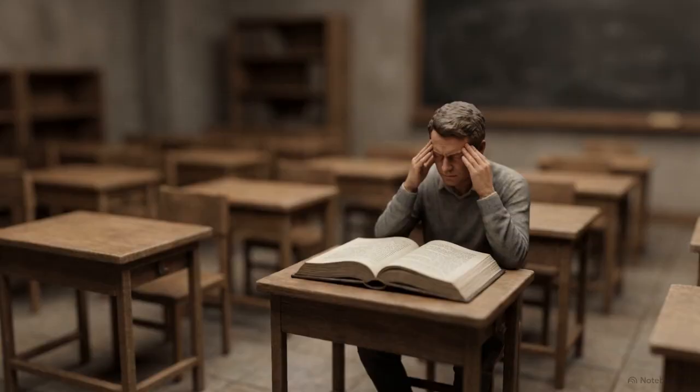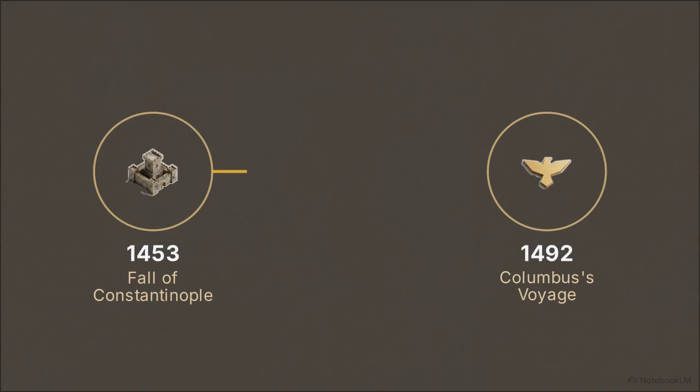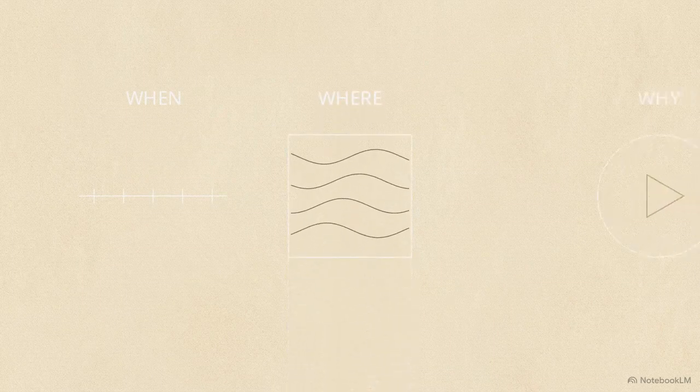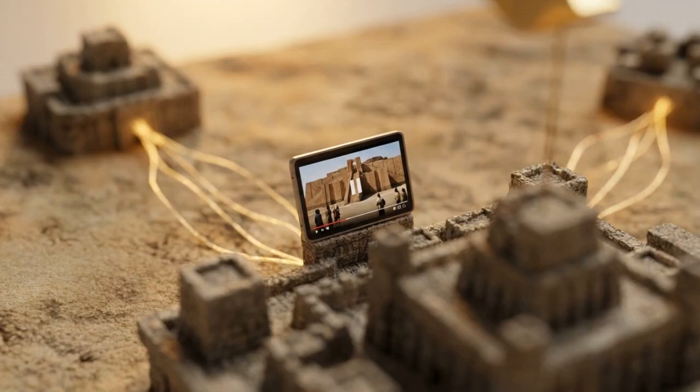Current history education faces a causality crisis. Students can recite that Constantinople fell in 1453 and Columbus sailed in 1492, but they rarely learn that these two events are connected through a severed trade route across 39 years. Existing tools are one-dimensional. Timelines show when an event happened, maps show where, and documentaries provide a passive explanation of why, without any ability for the user to verify the source material.